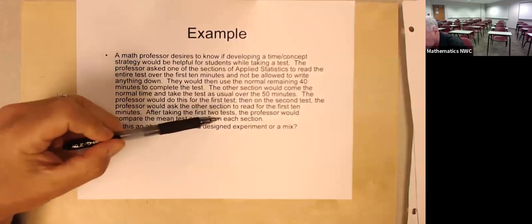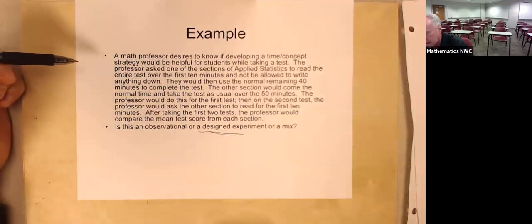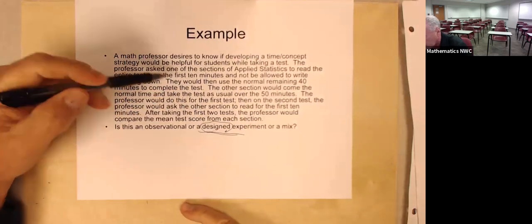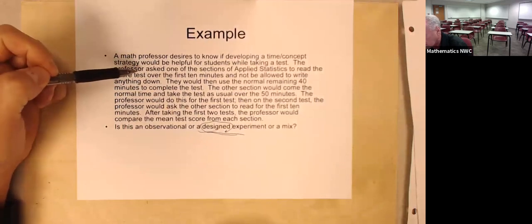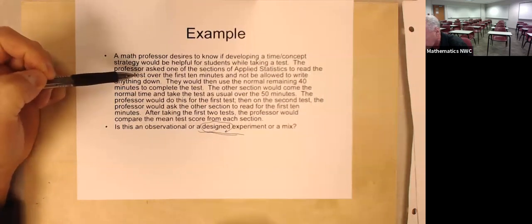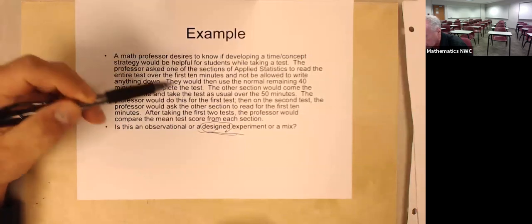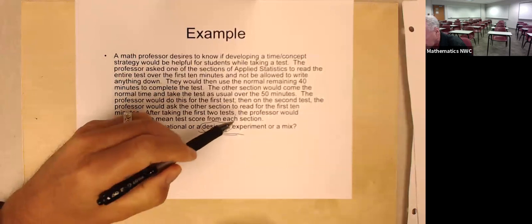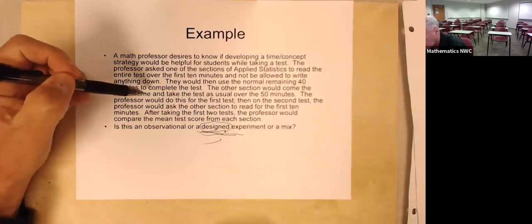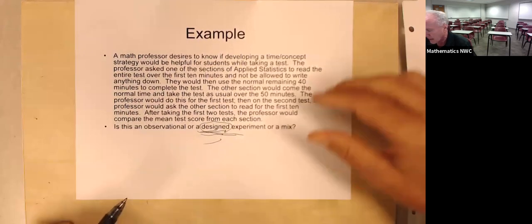Is this observational, designed, or a mix? Well, hopefully pretty obvious to you that it's a designed experiment. The professor is controlling who gets the treatment. In this case, the treatment is they're forced to read the test over the first 10 minutes, not starting, but just reading or summarizing the test. That's a type of variable, a type of treatment. The professor controlled which section got the treatment, hence it was designed. The person running the test is in control of who gets the treatment and who does not.